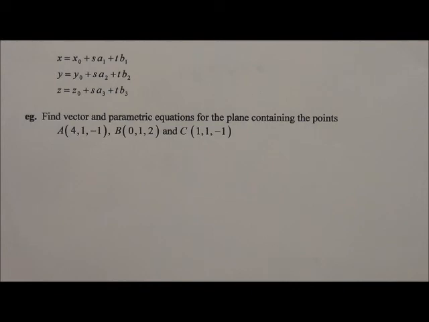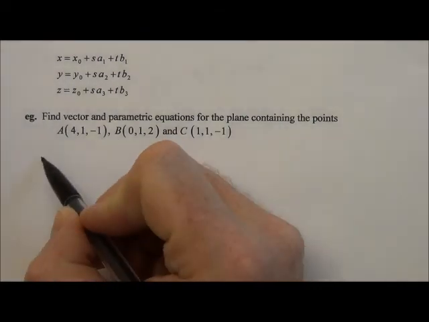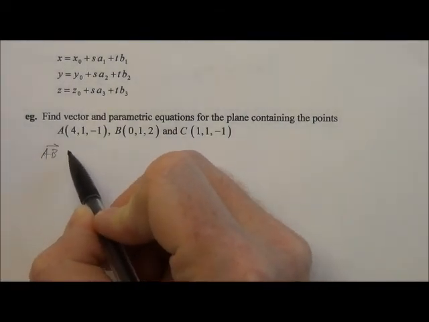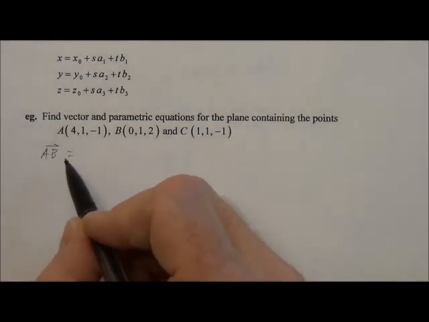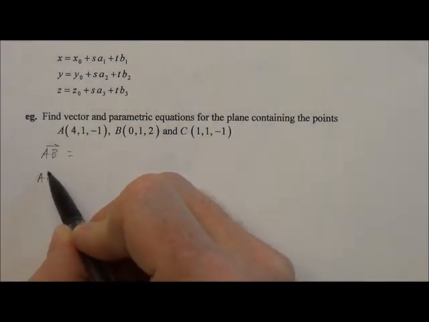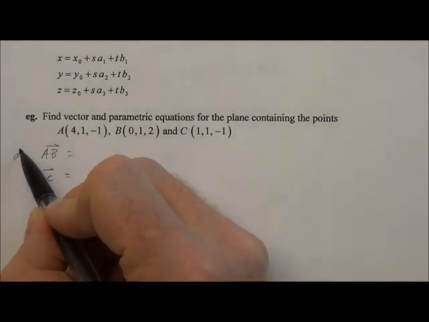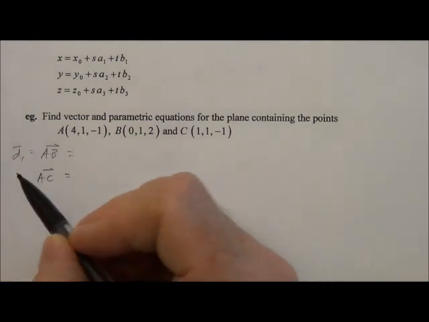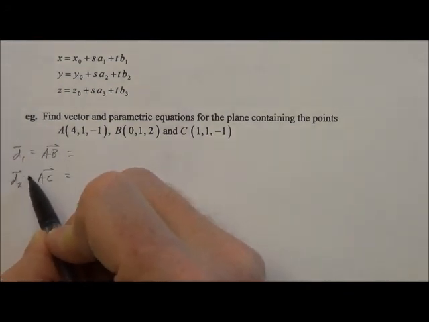Because a plane needs 2 non-parallel vectors to form the plane, what we're going to do is form 2 vectors through these 3 points. Usually what I like to do is just form the vectors from the same starting point. So I will have vector AB and vector AC. Those would be my 2 direction vectors, direction vector 1 and direction vector 2.